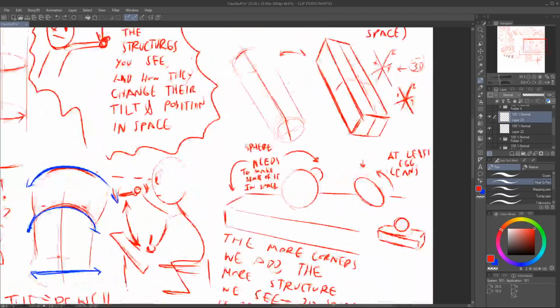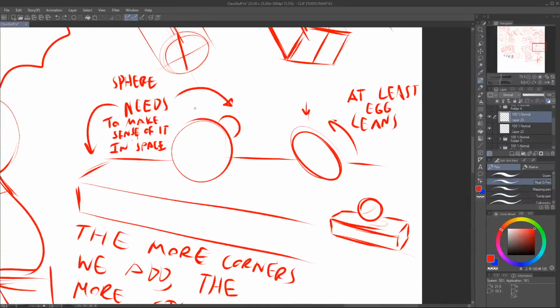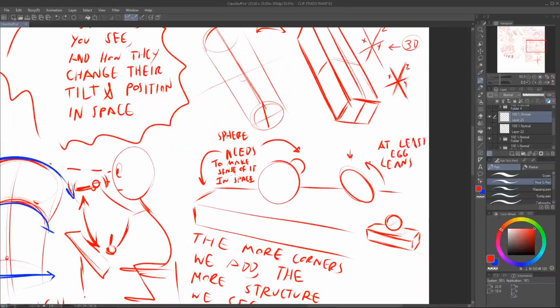So you have to use visual cues to describe these forms and to relate them to each other in order to create the illusion.